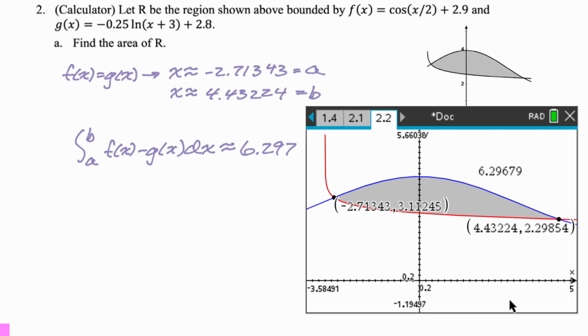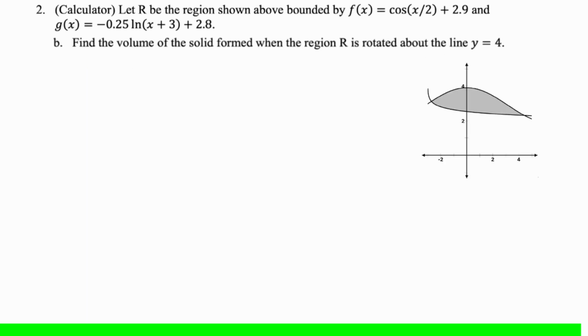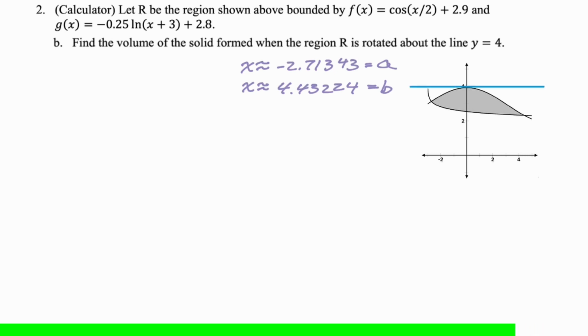All right, let's take a look at the next one. We want to find the volume of the solid formed when the region R is rotated about the line y equals 4. So these are the intersection points again. Let's just import those. Here's y equals 4. So y equals 4 is above the region, which is important because we have to figure out our big radius and our little radius that we're going to rotate.